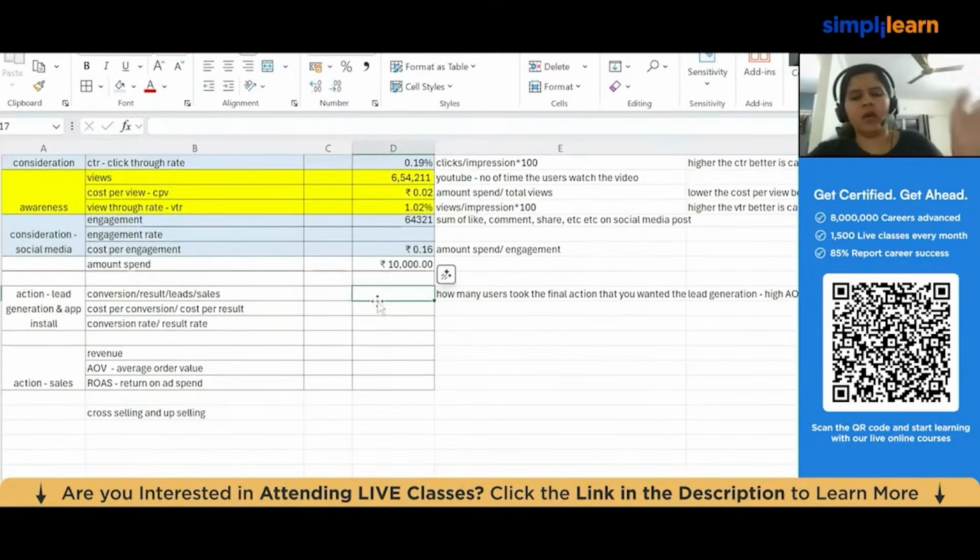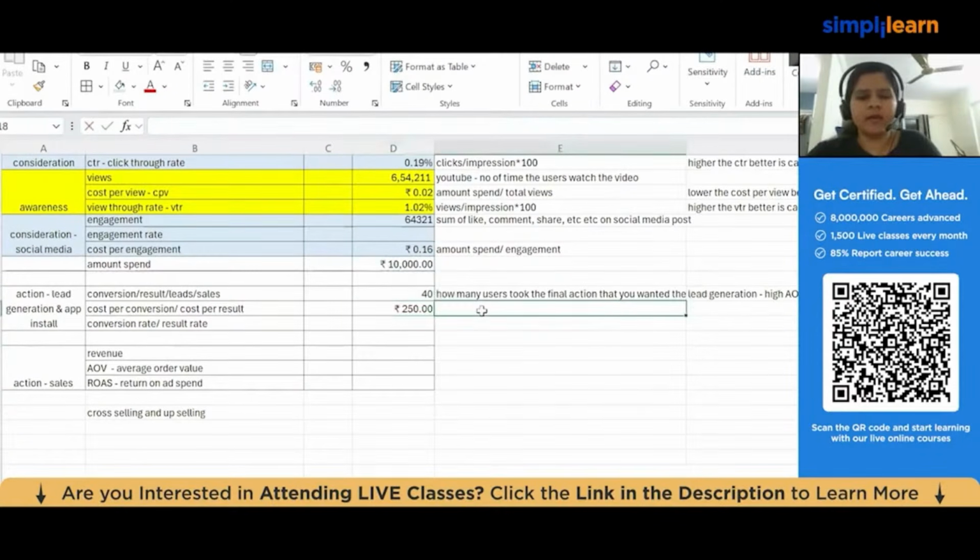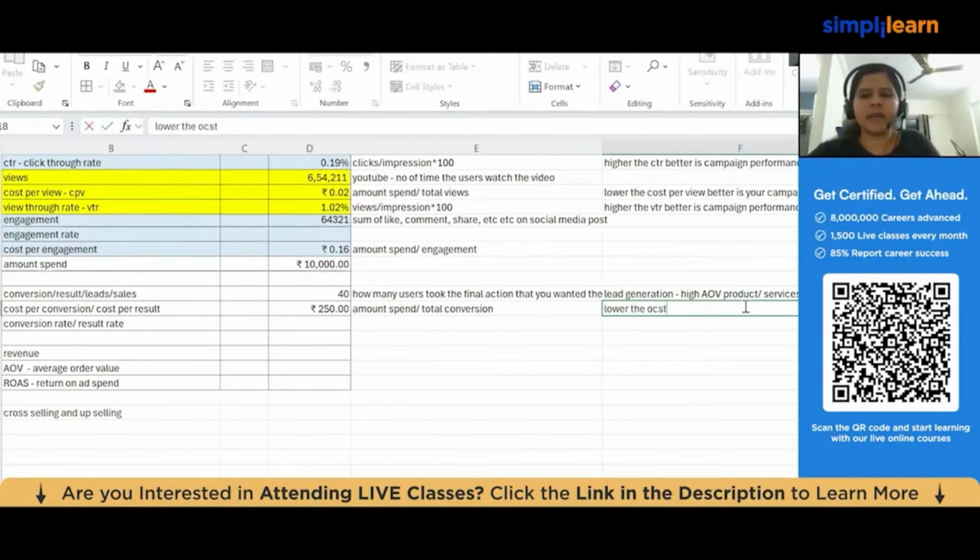Let's say we got around 1,21,111 clicks, and 411 conversions. Again, the same concept: cost per conversion is where you take your spend divided by the conversions. If I say only 40 people got converted, then your amount spent divided by total conversions is my cost per conversion. You have to aim for a lower cost per conversion, so that the same amount gets you more conversions. That means better campaign performance.